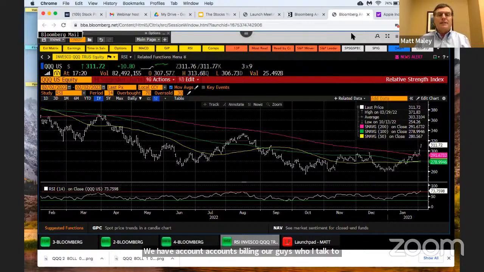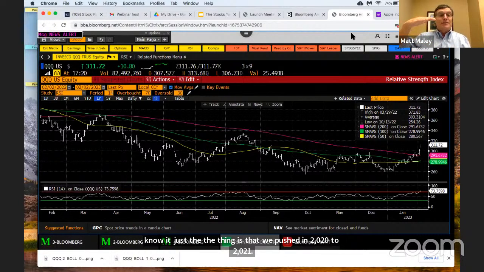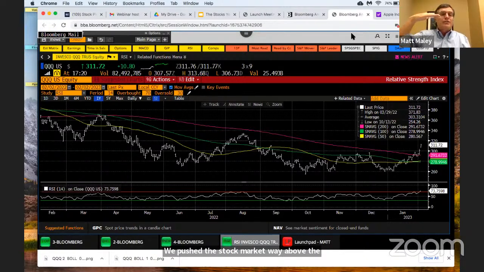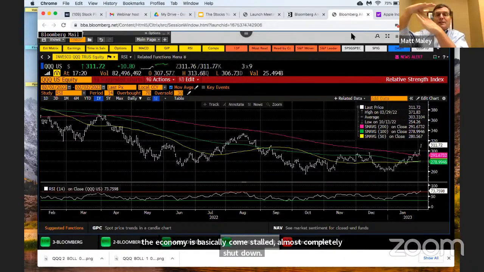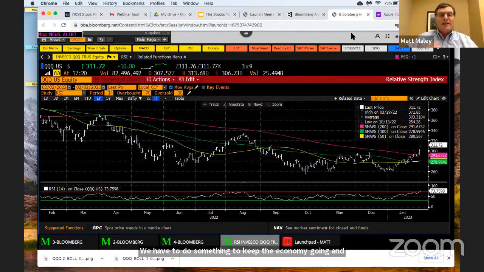and they ask for my opinion, which is great. But the thing is that in 2020 to 2021, we pushed the stock market way above the underlying fundamentals. Everybody knew it. Everybody knew that it was a joke, that there's no way the stock market deserves to be here. But the economy is basically stalled, almost completely shut down. We have to do something to keep the economy going and the financial system running. And don't worry, eventually stocks will catch up and will be fairly valued. That's fine. But the problem is the Fed kept the liquidity on too long. They could never play catch up.